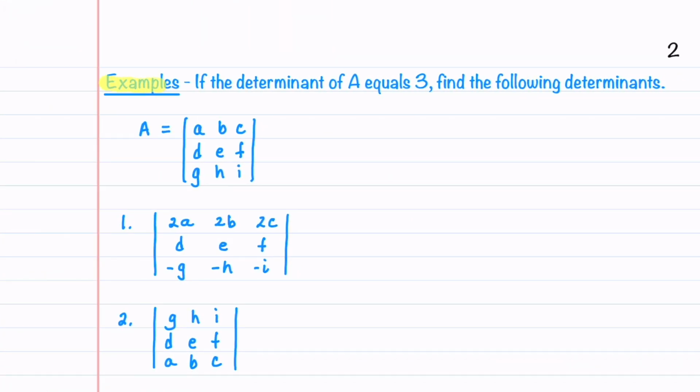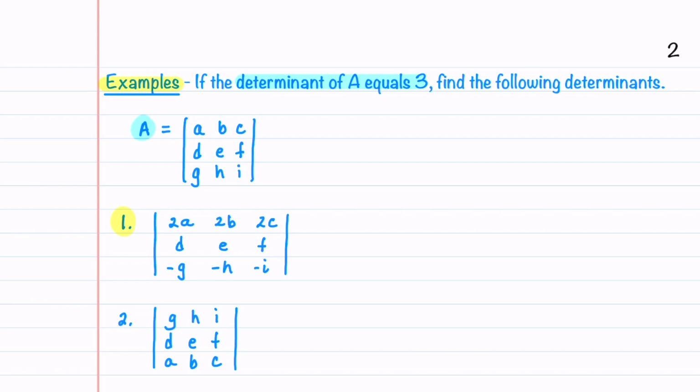Let's now walk through three example problems to see how row operations on a matrix affect the value of its determinant. We're given a matrix A and told that the determinant of A equals 3, and then we're asked to find the following determinants. Our strategy is going to be to write the given determinant, such as this one in example 1, in terms of the determinant of A and make note of the changes that take place due to the row operations.